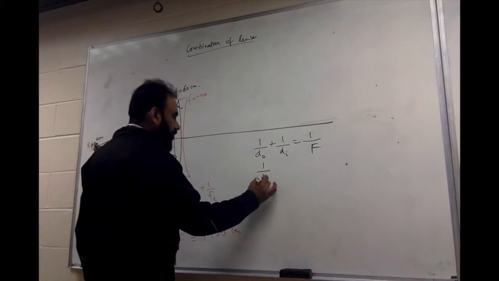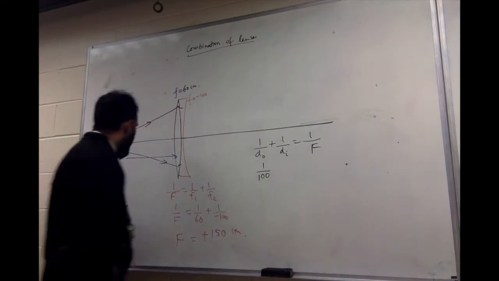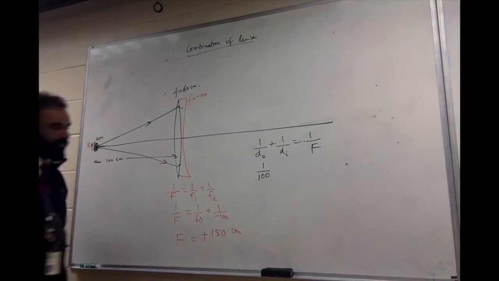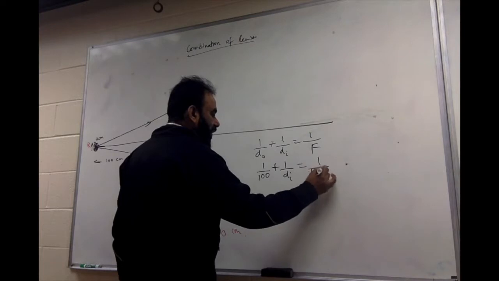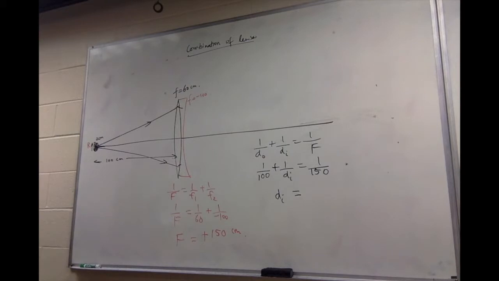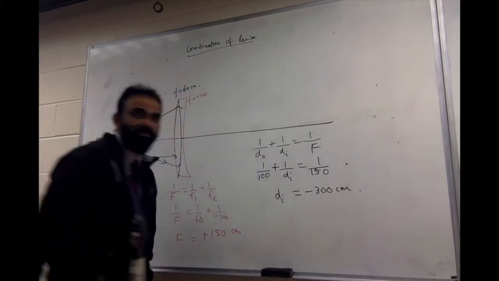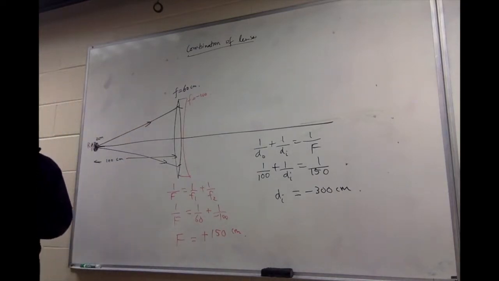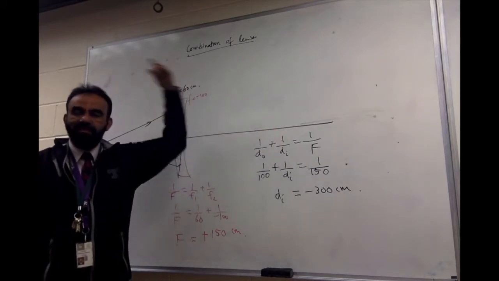So 1 over do, which is 100, plus 1 over di is equal to 1 over 150. So what is di? Negative 300. That obviously means it's a virtual image that is getting formed, right? Negative 300 implies that these are not going to meet anywhere here.